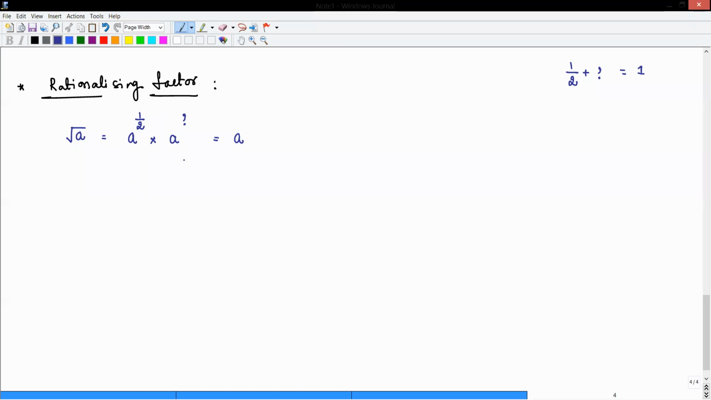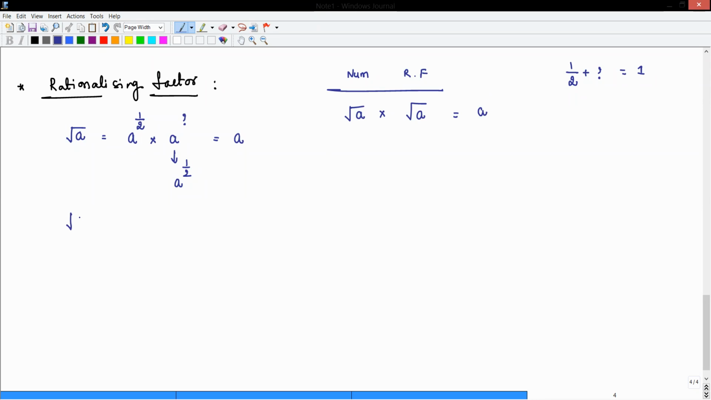So obviously it should be a power 1 by 2 only. Therefore, take the number and its rationalizing factor. If it is root of a, you're going to multiply it with root of a only. Therefore, it becomes a.